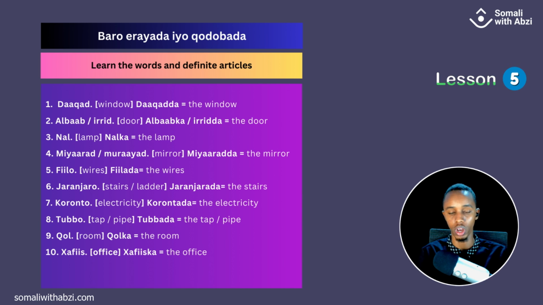So yeah, those are the words with definite articles. You might ask yourself, how do I know whether it is da or ka, like daaqada, albaabka, irida, nalka, miyaaradda, fiilada? How do I know if I add da or ka or ga or a, something like that? So there's a rule, basically.